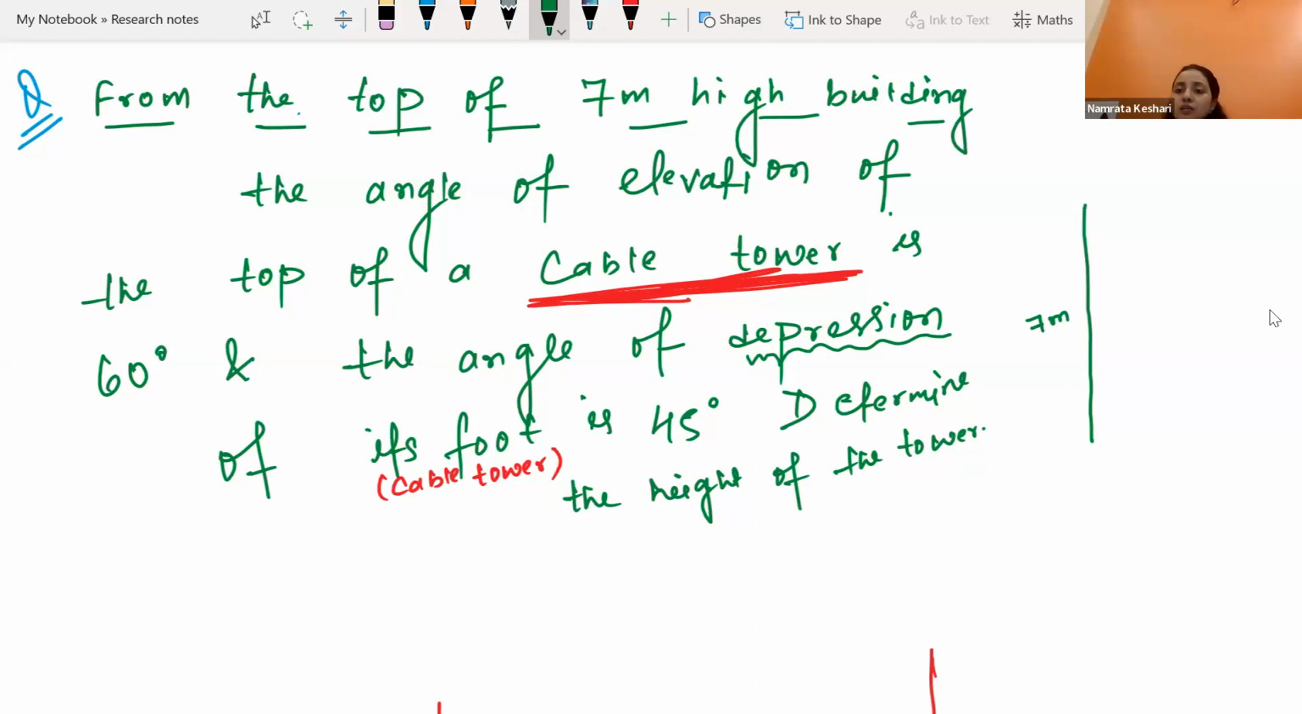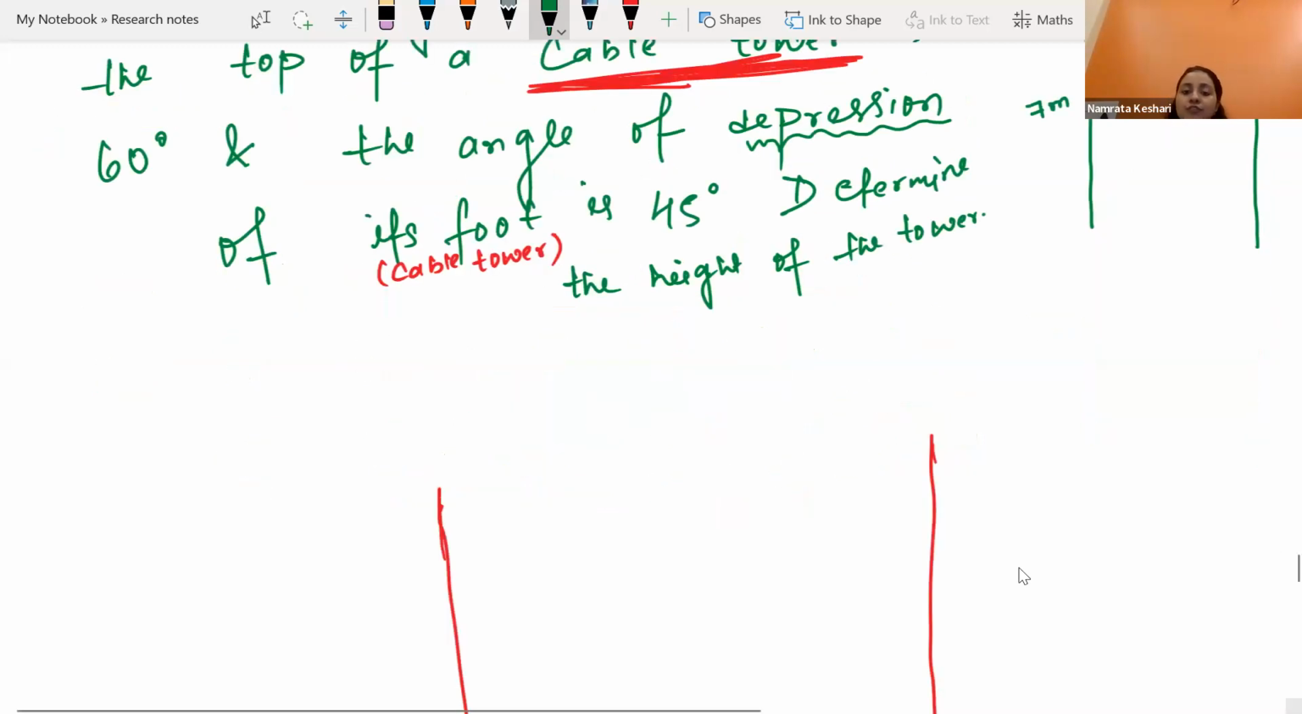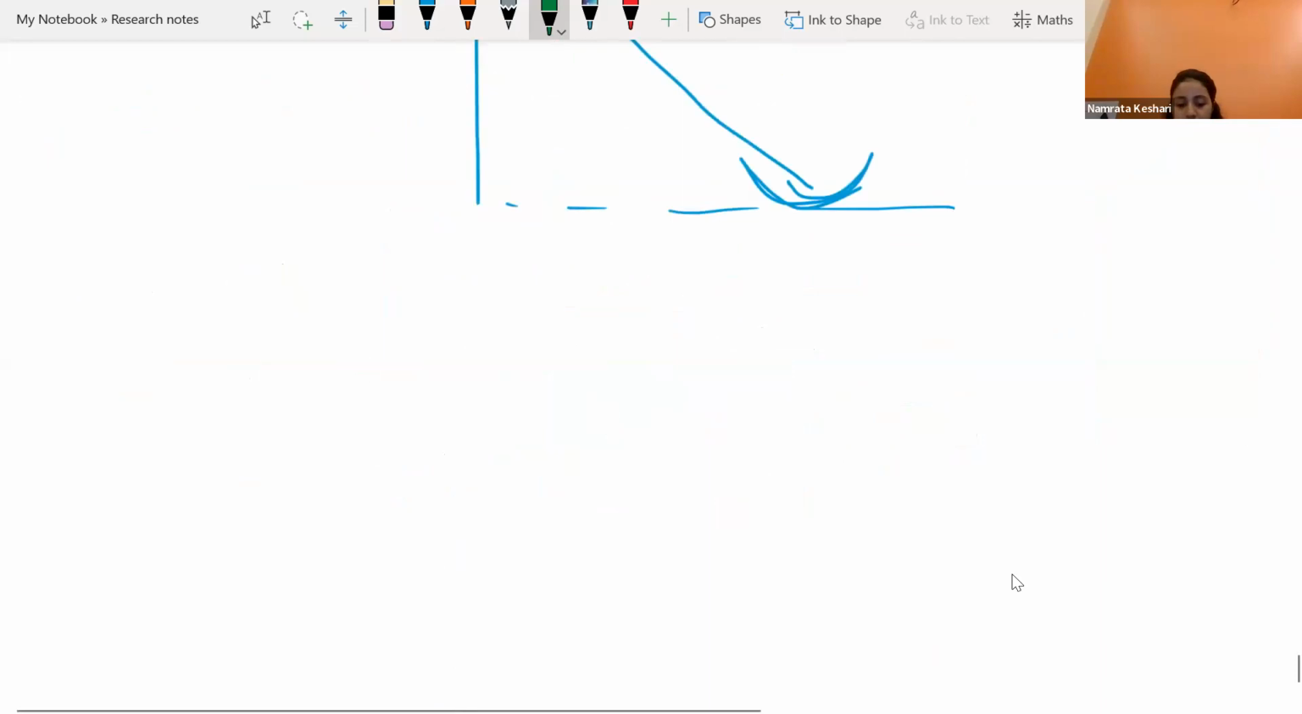Okay, here the top of the cable tower is there. This is the cable tower. From the top of the building, the angle of elevation. Recall that in the previous question, angle of elevation from the eye of the person, angle of elevation from point P. So we were drawing it accordingly in the previous question. If you have the book in front of you, let me help you with the previous scenarios also so that you can relate.